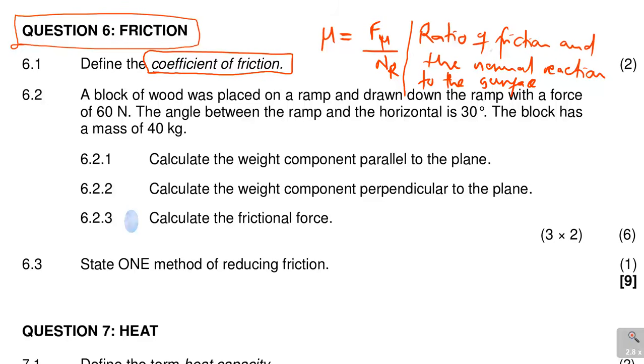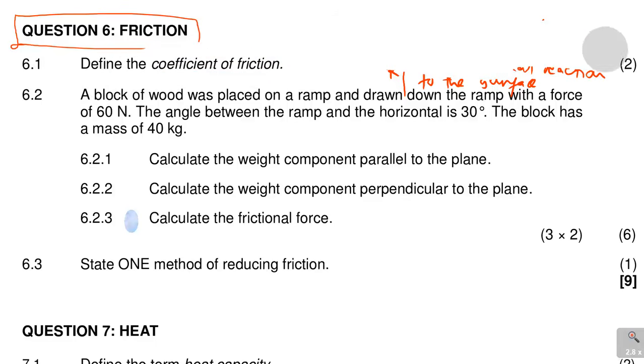So we can say in this case it was kinetic friction, which is the ratio of the maximum friction with normal reaction to the surface. So it's the ratio of friction, or frictional force, with the normal reaction to the surface. So that is the coefficient of friction. Remember, the definition is the formula that we are given: the ratio of friction with normal reaction.